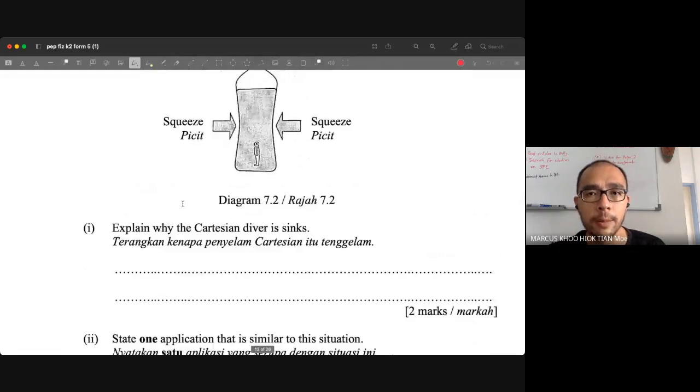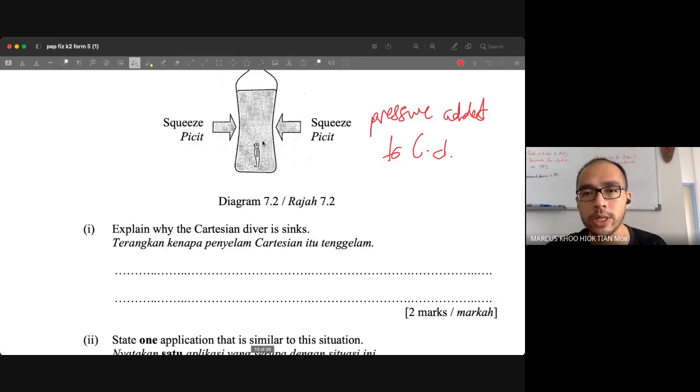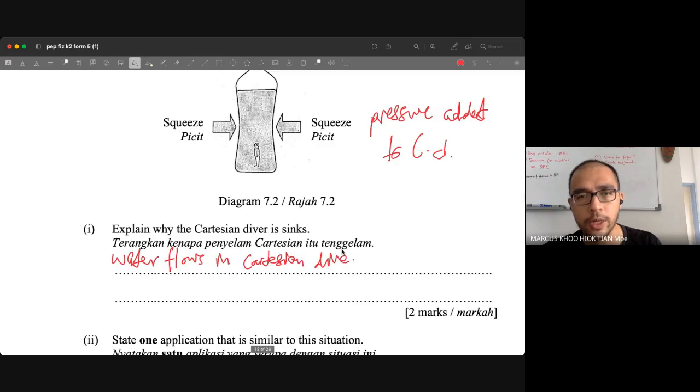Now, ini saya mau komen. Ramai orang cakap, when you squeeze this one, then you add pressure added to Cartesian diver. Okay, sebab you squeeze lah kan, you squeeze so the pressure is added. But that's actually not the correct term lah. When you squeeze this one, the water flows into Cartesian diver. Bila kamu picit ini, air akan memasuki dalam Cartesian diver.